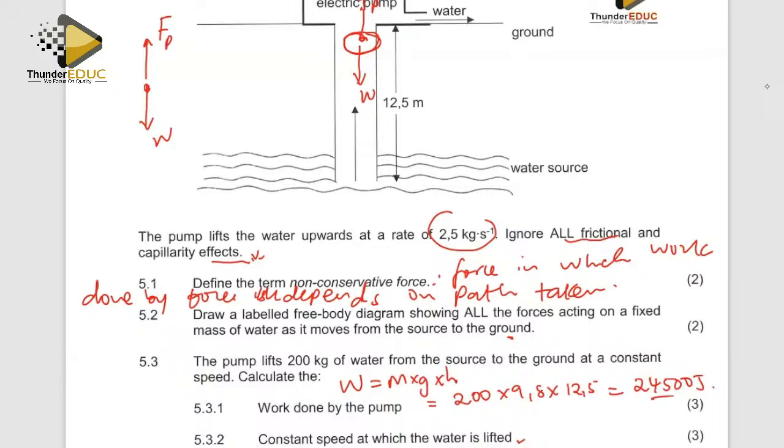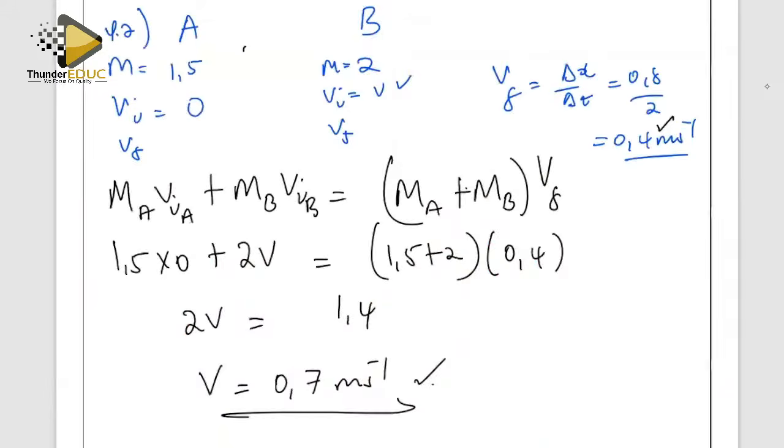Then they want the constant speed at which the water is lifted. Let me jot it down this side. So it's 5.3.2. It's a tricky question.